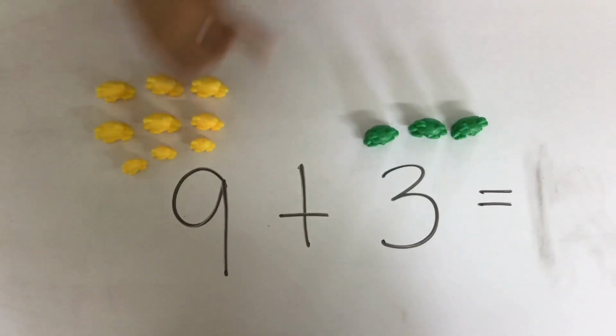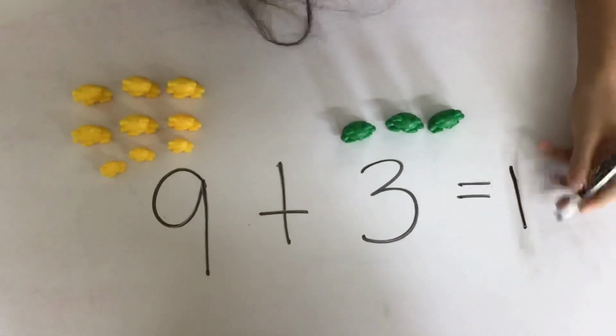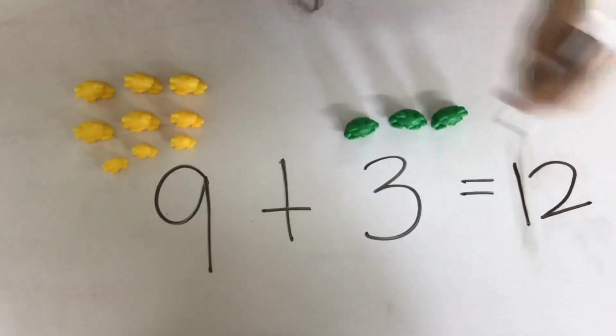1, 2, 3, 4, 5, 6, 7, 8, 9, 10, 11, 12. That means 9 plus 3 equals 12. We combine the numbers when we add.